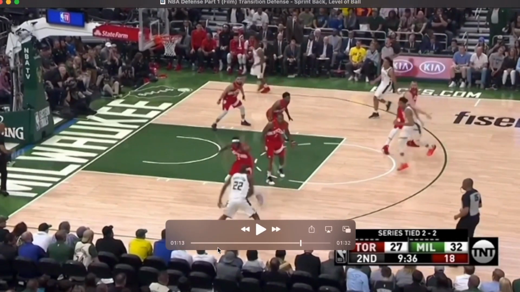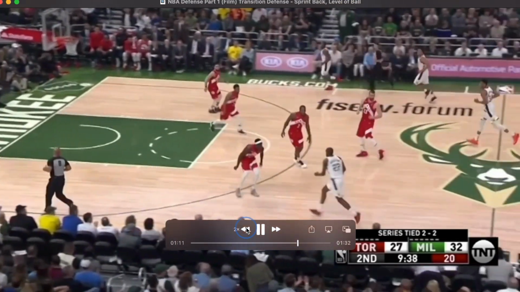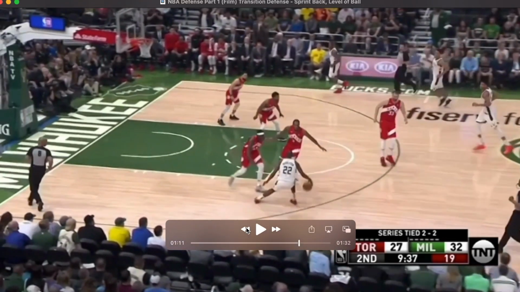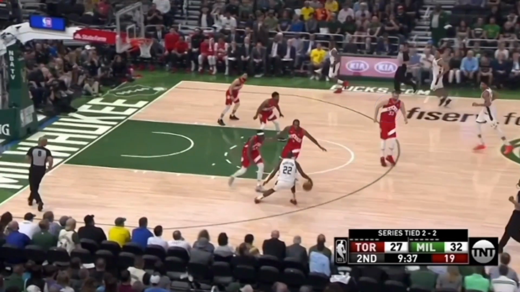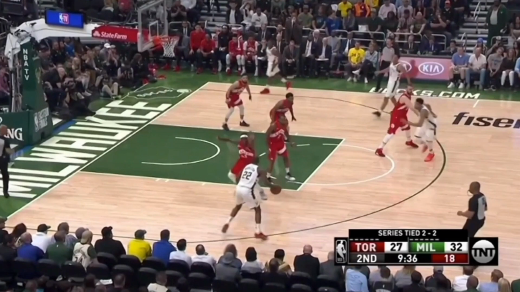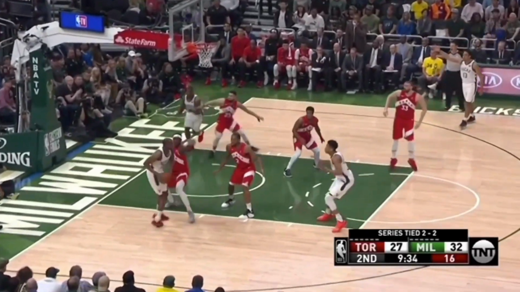Good job by Kawhi to show right there. Watch how he shows a body. Right there, shows a body. Gasol's dropping back to get to the level. Great chest stop. Excellent transition defense.